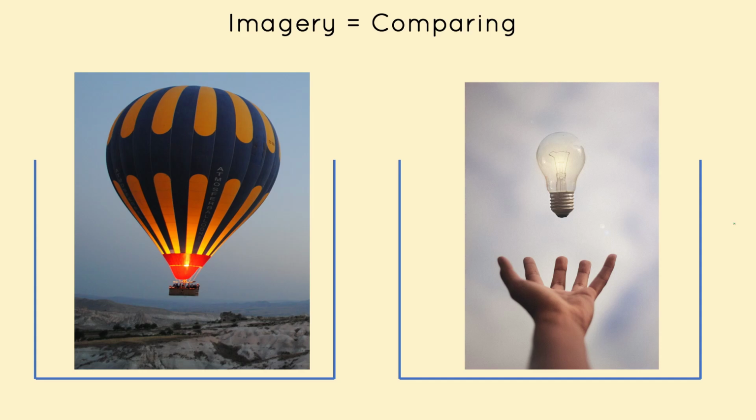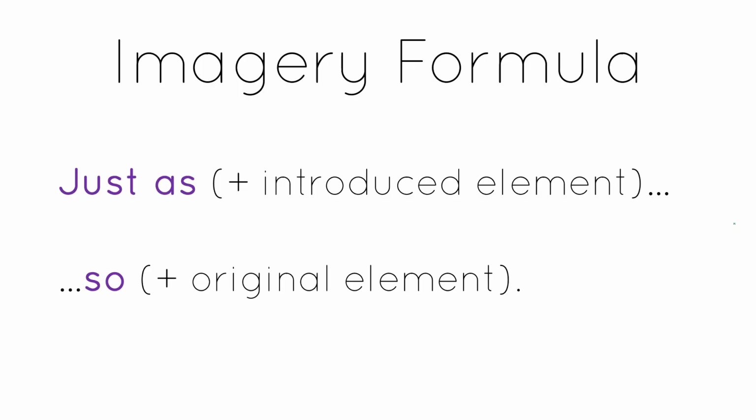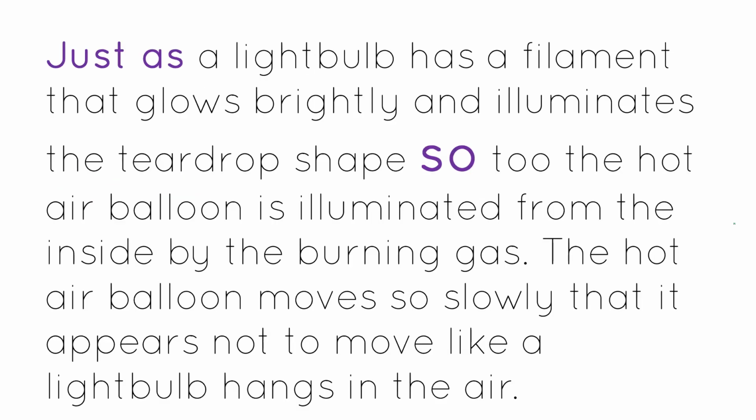And when a light bulb is on, it's not on in this picture, I think you'd agree, it looks a little bit like a hot air balloon whose gas burner is on. So with our just as and so too, we'll start with the introduced element, the light bulb, and we'll finish with the hot air balloon. So here it is on the formula: start with the introduced element, the light bulb, and end on the original element. And it looks a little bit like this.